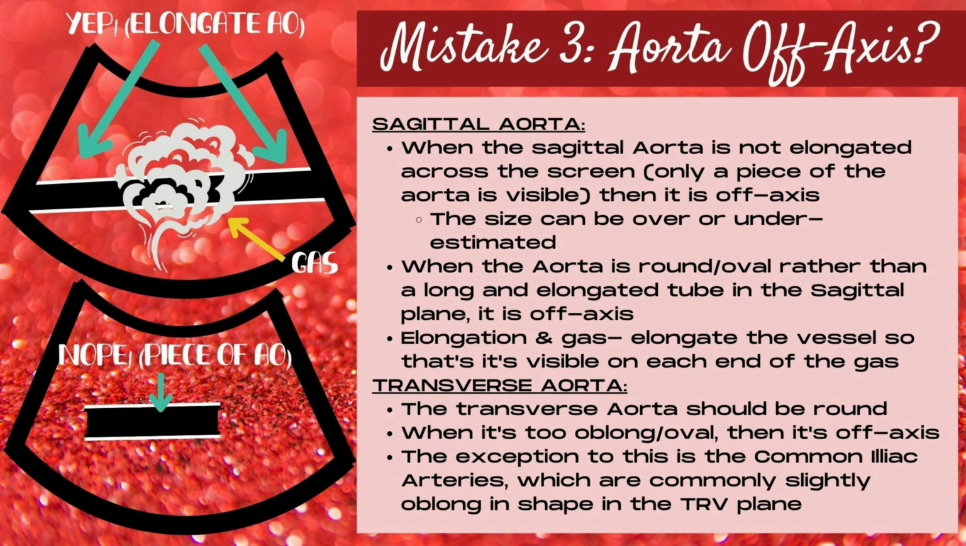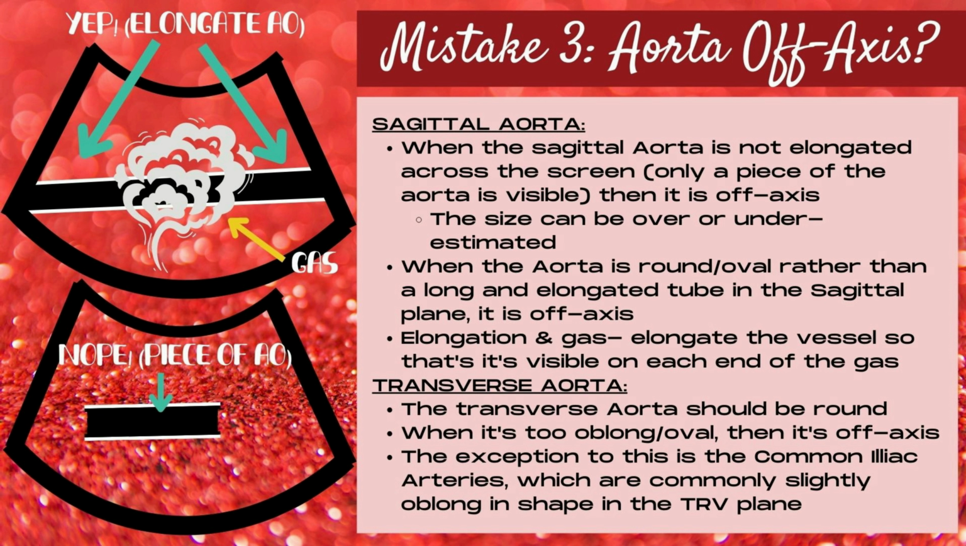If you've done this, then you can still be on axis even though a portion of your aorta is blocked by the gas. And you can see this in the top diagram. You can see the aorta on both ends of the image is actually elongated all the way across the screen, even though the gas is obstructing visualization of the middle section of that aorta. In the bottom image, it demonstrates just a piece of the sagittal aorta on the image, and this represents an off-axis aorta image.